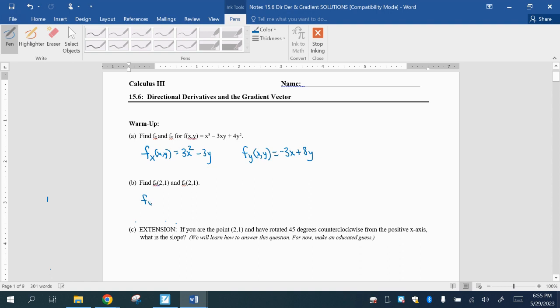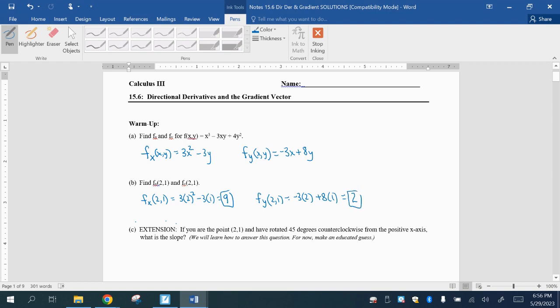Now the partial with respect to x at the coordinate point 2, 1 would be 3 times 2 squared minus 3 times 1. So that would be 12 minus 3, which is 9. And the partial with respect to y at 2, 1 is negative 3 times 2 plus 8 times 1. So that's negative 6 plus 8, which is 2.